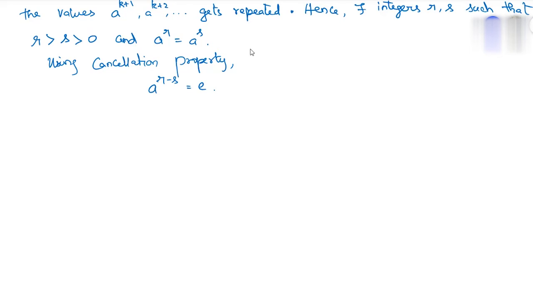Correct? Let it be equation 1: a power r minus s is equal to e. Now, since r is greater than s, we know that r minus s is greater than 0. Correct? R is greater than s, therefore r minus s is positive, which implies r minus s minus 1 is greater than or equal to 0.